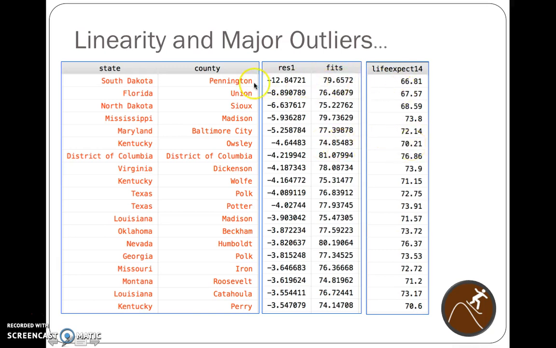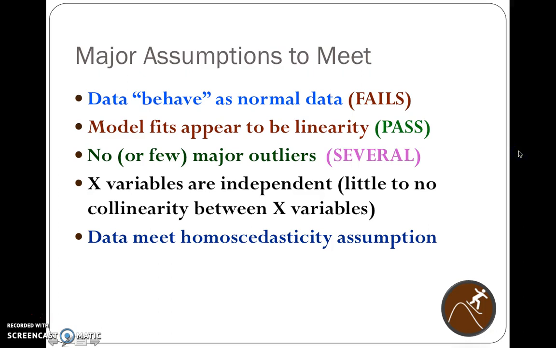This first county, Pennington County, we expect 79.65 years based off of age, based off of smoking, based off of income, and so forth. In fact, though, they're only 66.81. So these high residuals here, you can have a cut point and kick them out of your data set, or you can keep them in and just acknowledge it. So we failed our normality test. We appeared to pass our linearity test, but we had several outliers.